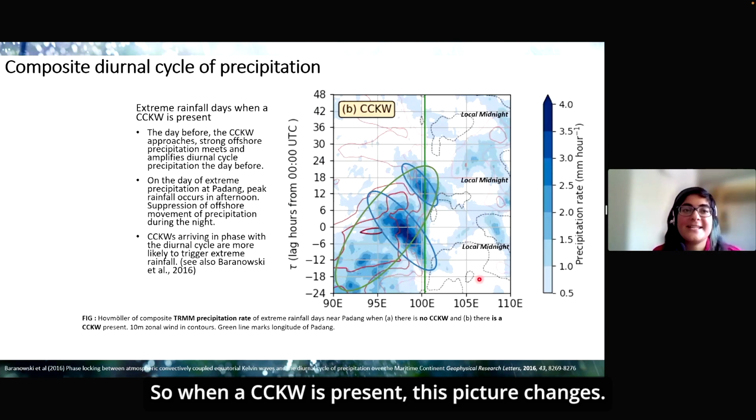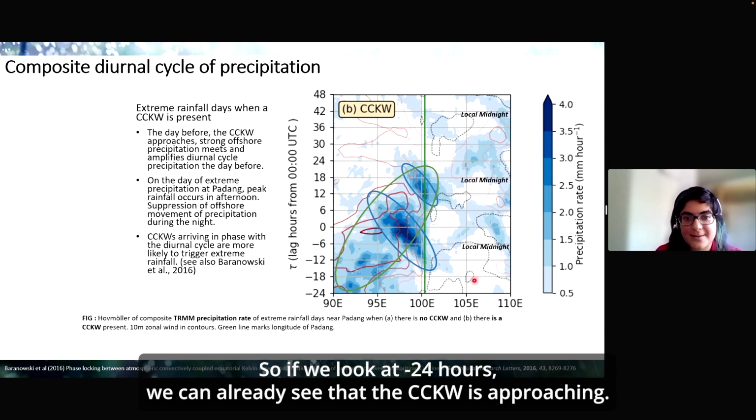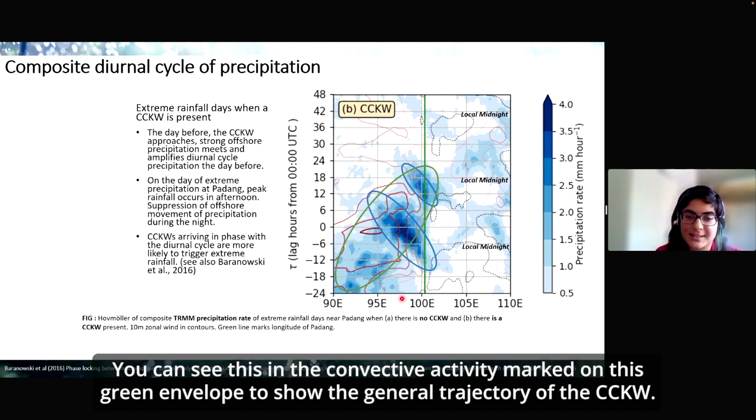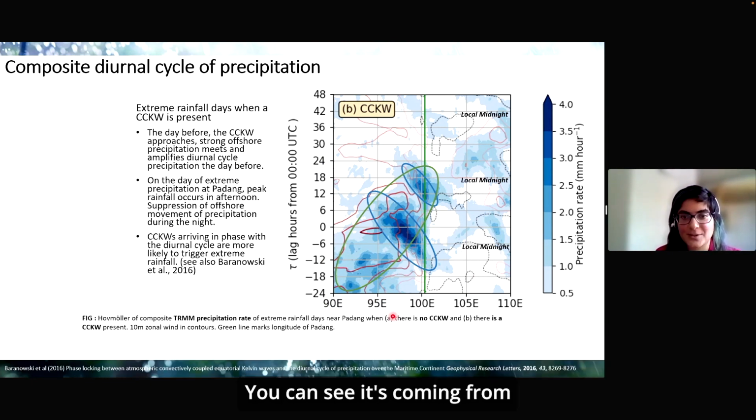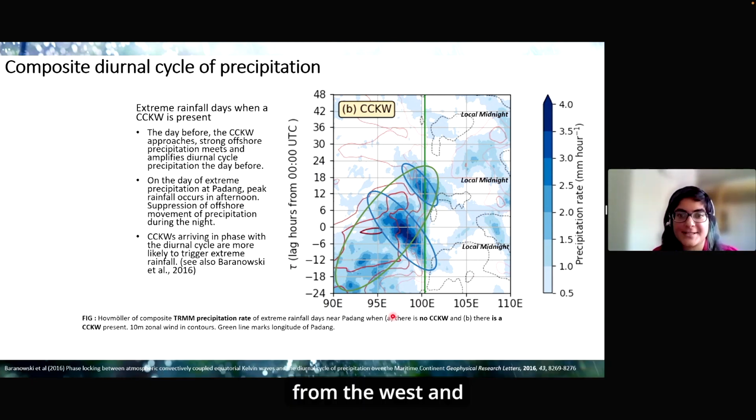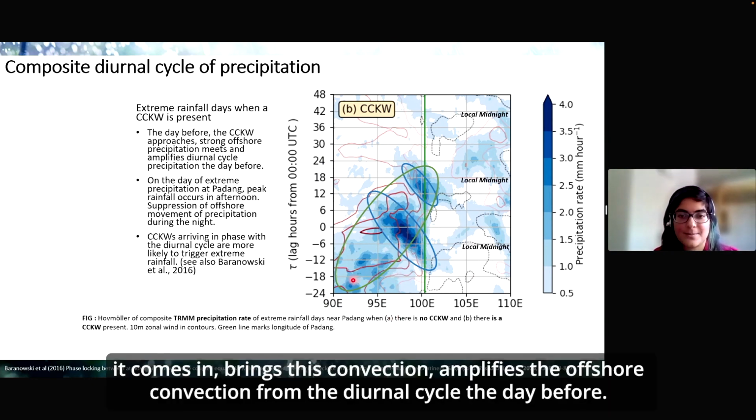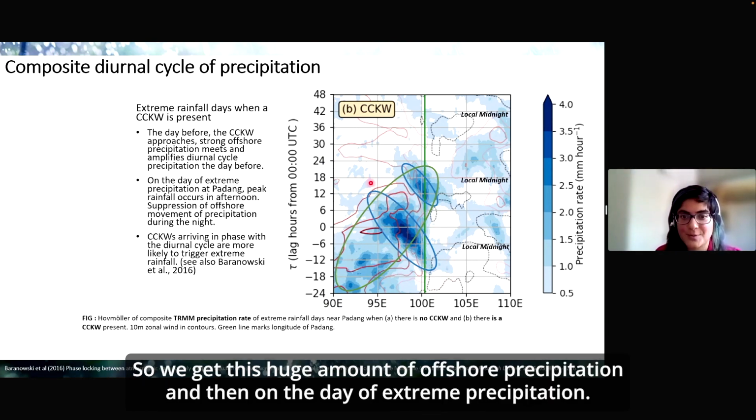So when a CCKW is present, this picture changes. If we look at minus 24 hours, we can already see that the CCKW is approaching. You can see this in the convective activity. I've marked on this green envelope to show the general trajectory of the CCKW. You can see it's coming from the west, and it brings this convection, amplifies the offshore convection from the diurnal cycle the day before. So we get this huge amount of offshore precipitation.